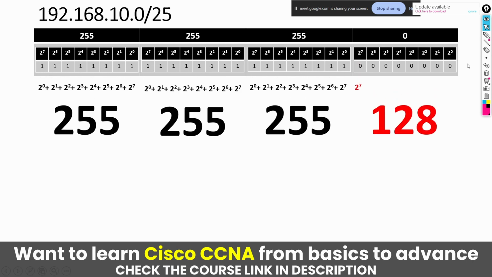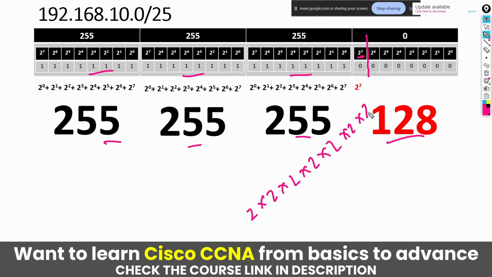First of all, let's see what the subnet mask will be. Here we have network bits, so it will be 255, 255, 255. Here we have borrowed only one bit. So what is the value of this one bit that we have borrowed? 2 to the power 7, that is equal to 128. If you calculate 2 to the power 7, it means 2 into 2 into 2 into 2 into 2 into 2 into 2, 7 times. What you will get: 2, 4, 8, 16, 32, 64, 128.